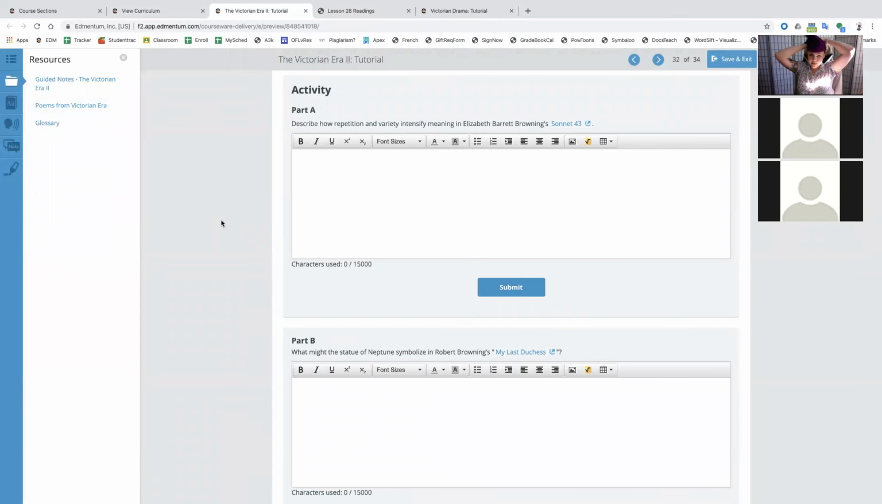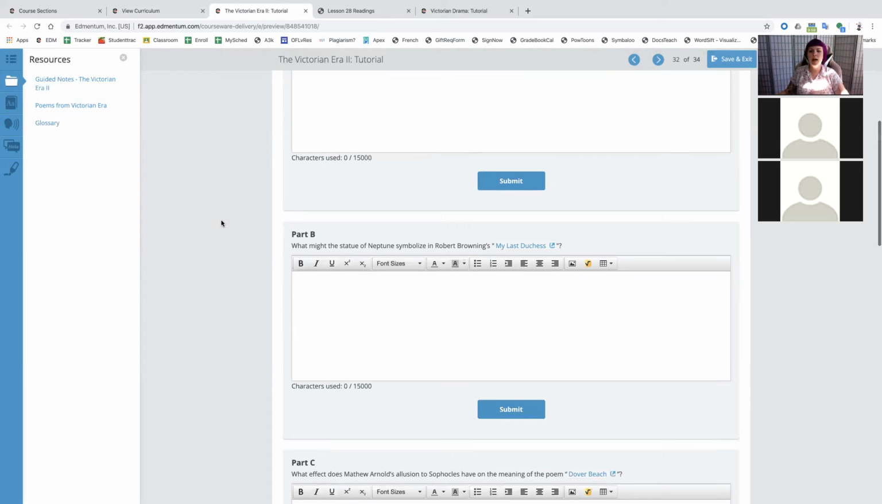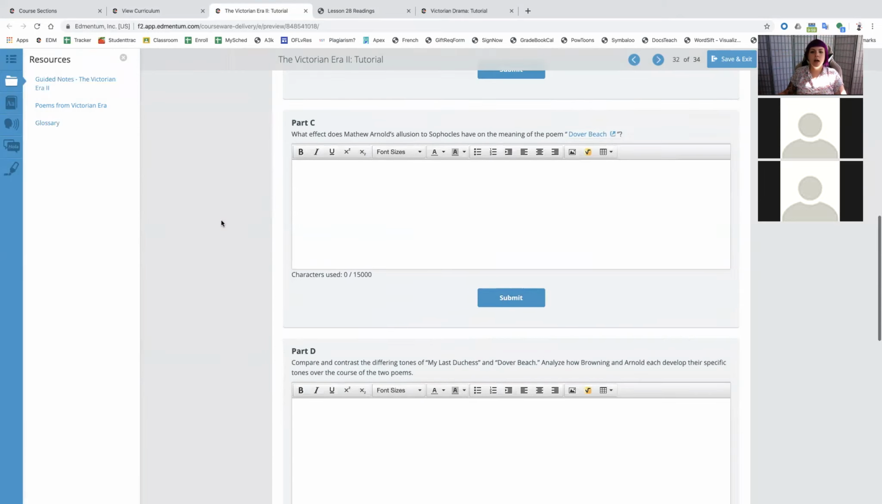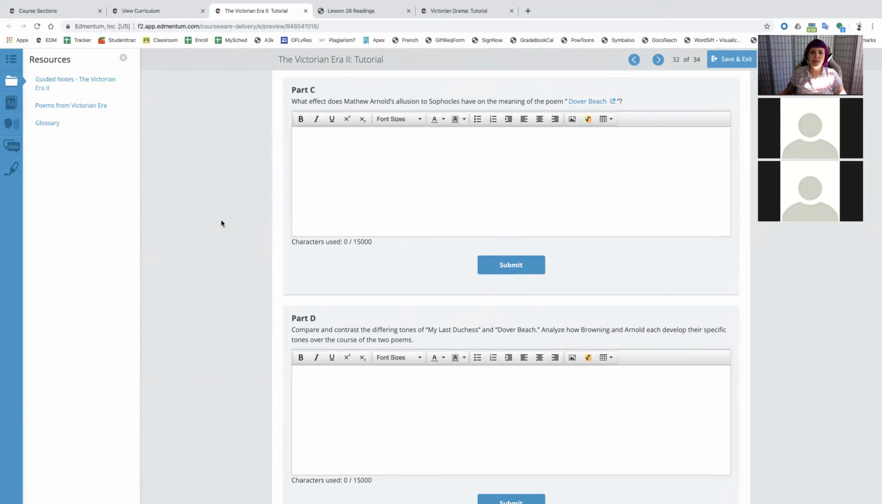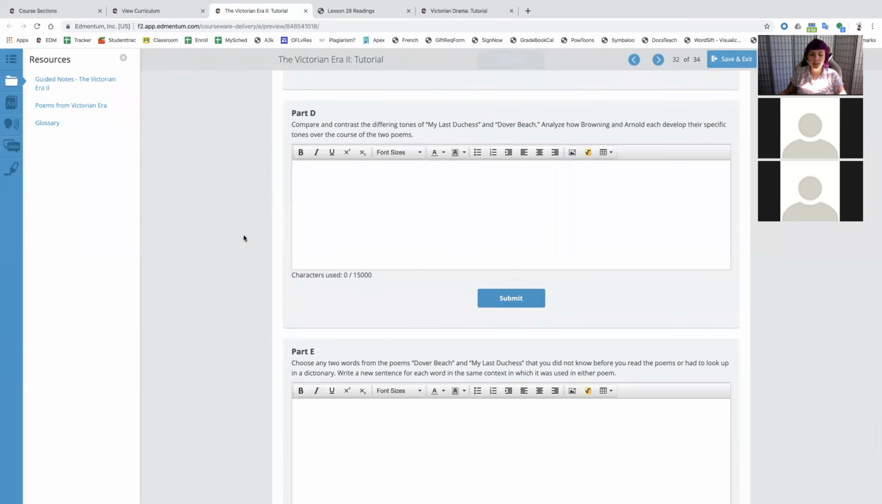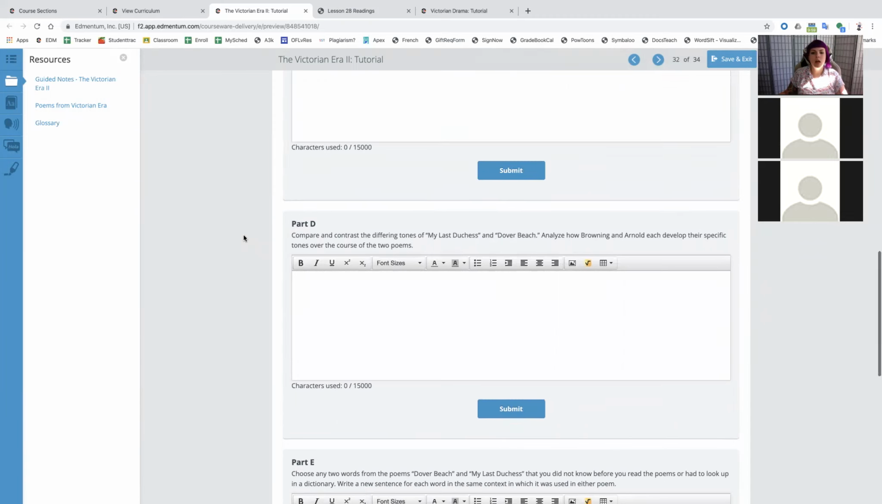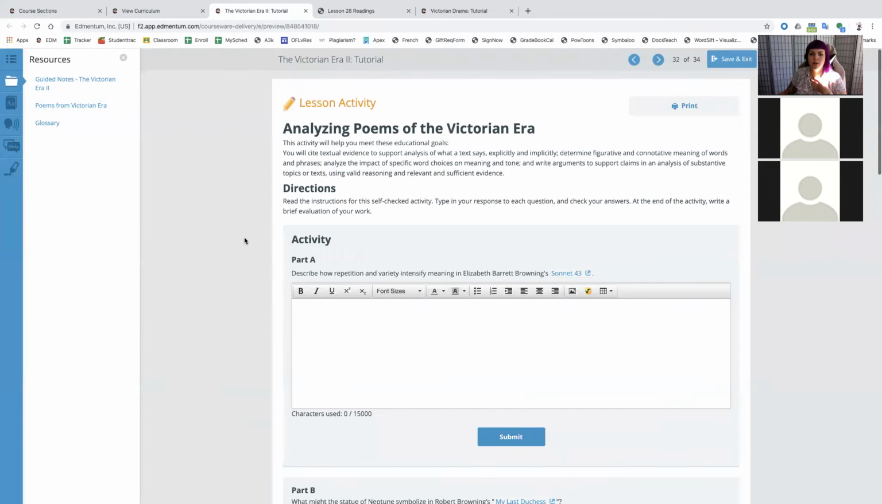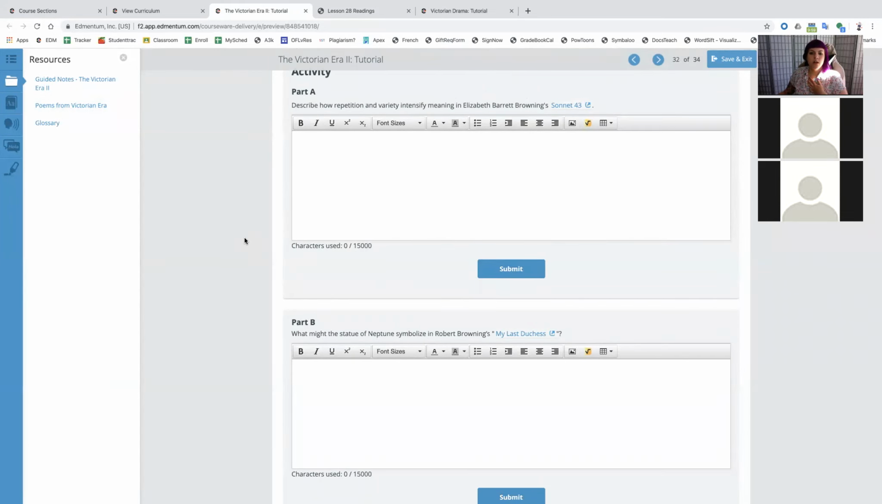Okay, so part A is: describe how repetition and variety intensify meaning in Sonnet 43. What might the statue of Neptune symbolize in My Last Duchess? What effect does the allusion to Sophocles have on the meaning of the poem Dover Beach? Compare and contrast the differing tones of My Last Duchess and Dover Beach. And then you're just going to choose. So for this last one, we're not going to go over it. You need to look at the poems, but you just need to pick words from the poems and write a sentence in context. So we know we don't have to talk about E at all. That's pretty easy for you to do. So we'll go over these.